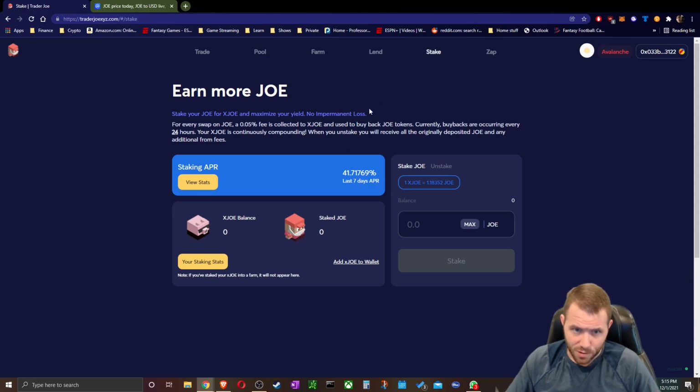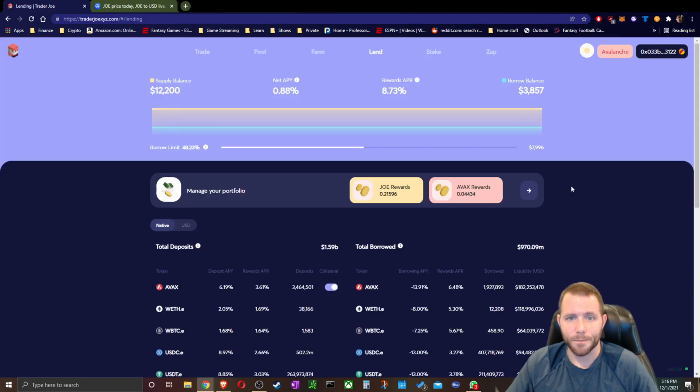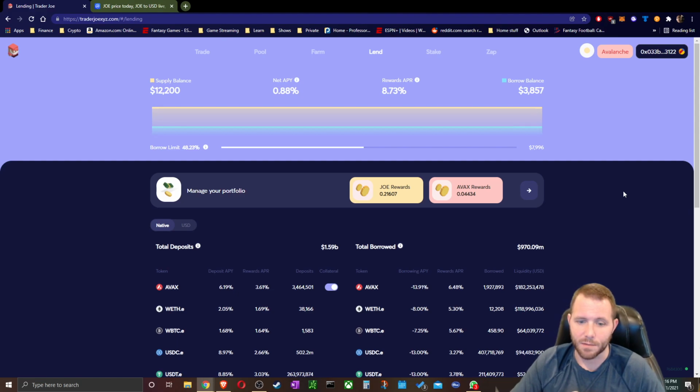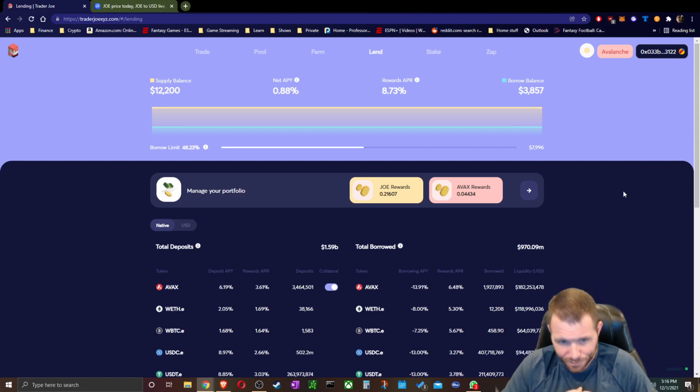So now we're going to introduce one more thing. It's this lend. All right. So as of right now, we've kind of just dealt with the native Joe token and also some liquidity stuff, right? Let's look at the lending. So this is BankerJoe, and you'll see some of the stuff I have going on up here, and hopefully it helps show you what I'm doing and gives you an idea of what you can do.